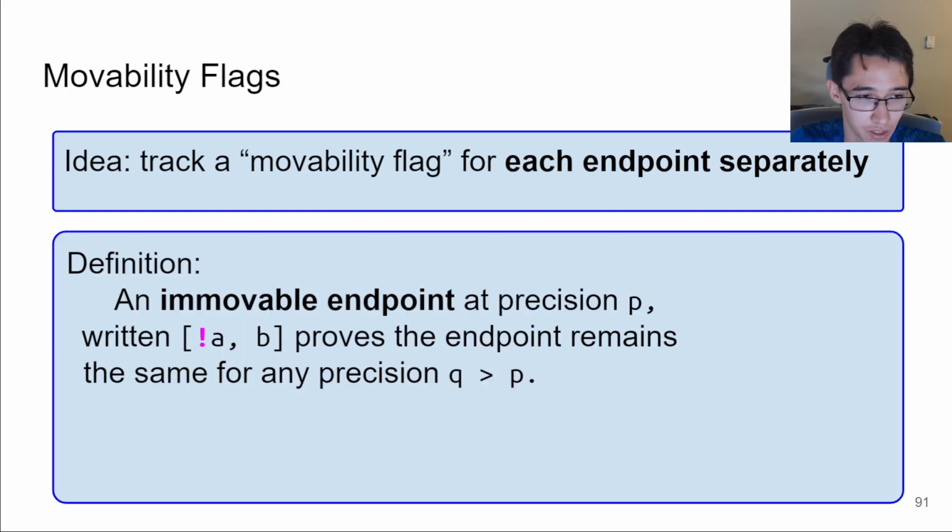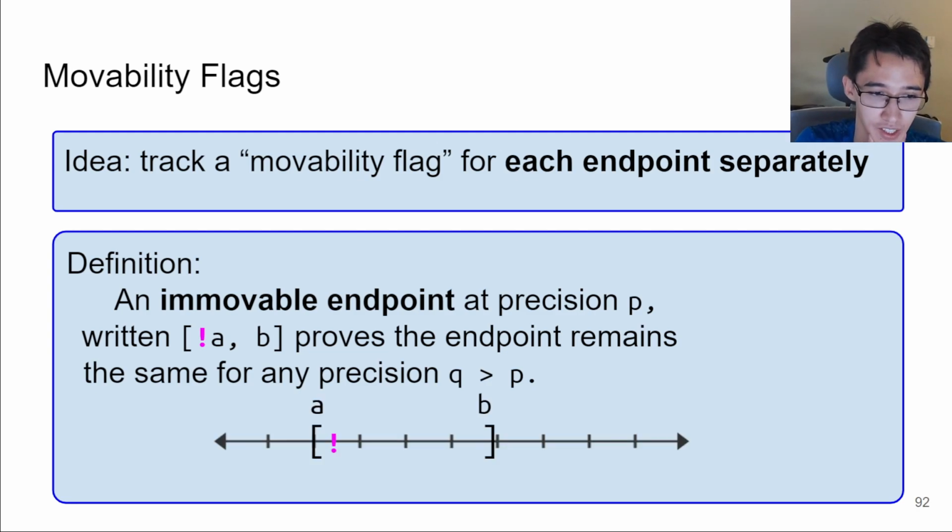So the definition is as follows. When we set a movability flag for an endpoint, we call that endpoint an immovable endpoint, which means that it cannot move. An immovable endpoint at precision p, written with this exclamation mark, proves that the endpoint remains the same for any precision q greater than p. So if we look at our number line again and we see that A has a movability flag set, that would mean that B can move towards A, but A cannot move at all. It's exactly the same.